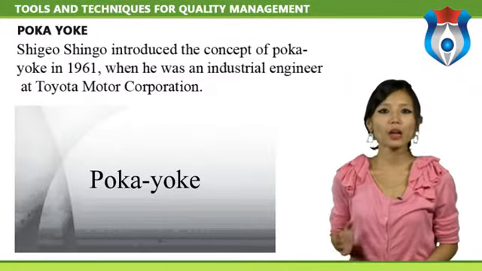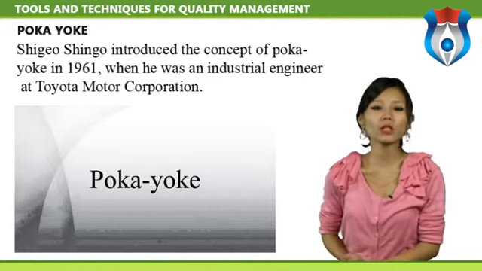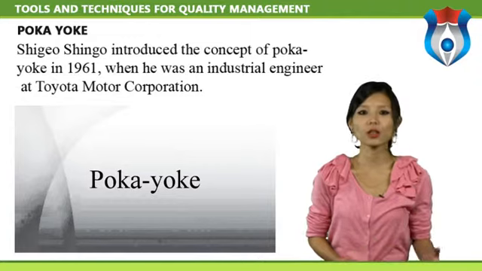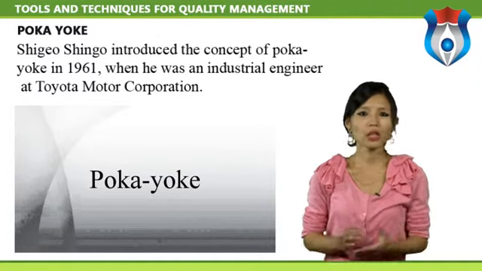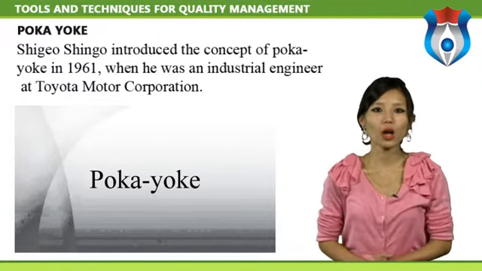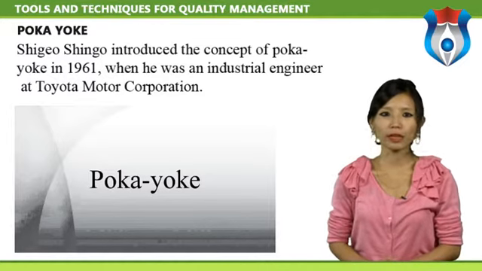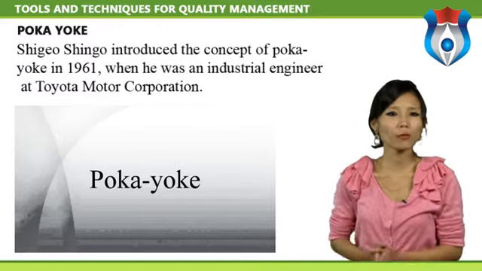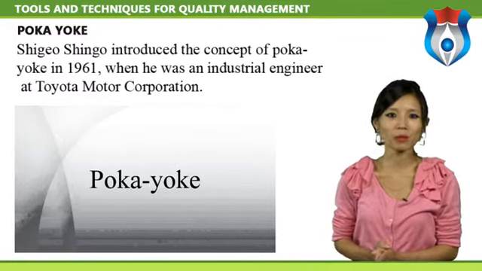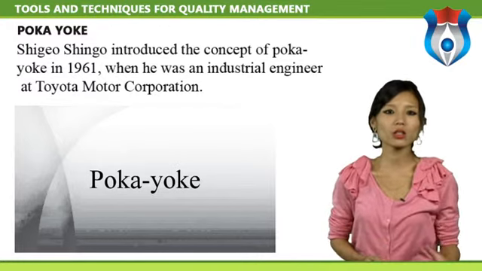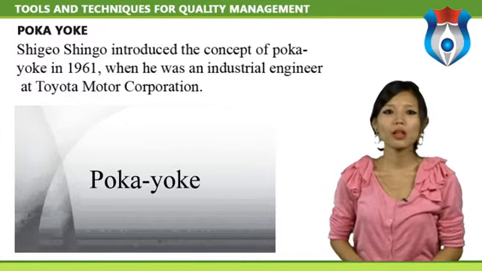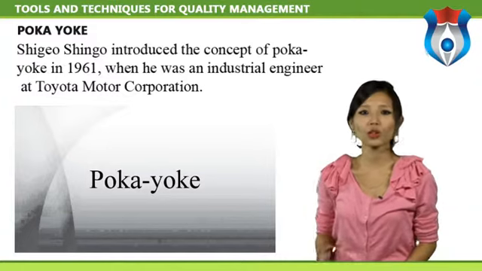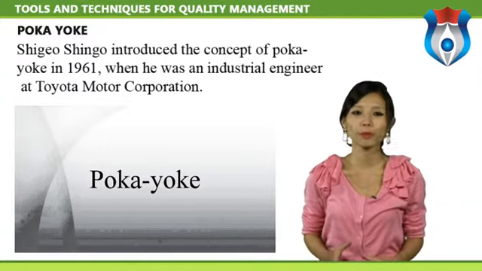Poka-yoke. Shigeo Shingo introduced the concept of Poka-yoke in 1961 when he was an industrial engineer at Toyota Motor Corporation. The initial term was Baka-yoke, which means fool-proof. In 1963, a worker at Arakawa Body Company refused to use the Baka-yoke mechanism in her work area because of the term's dishonorable and offensive connotation. Hence, the term was changed to Poka-yoke, which means mistake-proofing.